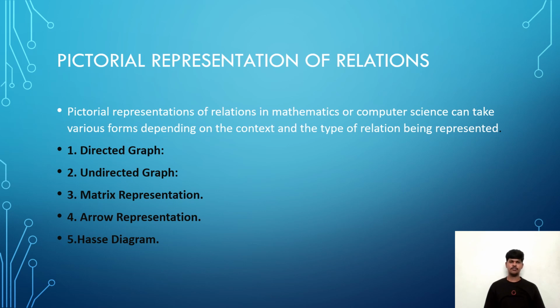Pictorial representations of a relation. The pictorial representation of a relation in mathematics or computer science can take various forms depending upon the context and the type of relation being represented. It may be a directed graph, undirected graph, matrix representation, arrow representation, or a Hasse diagram.